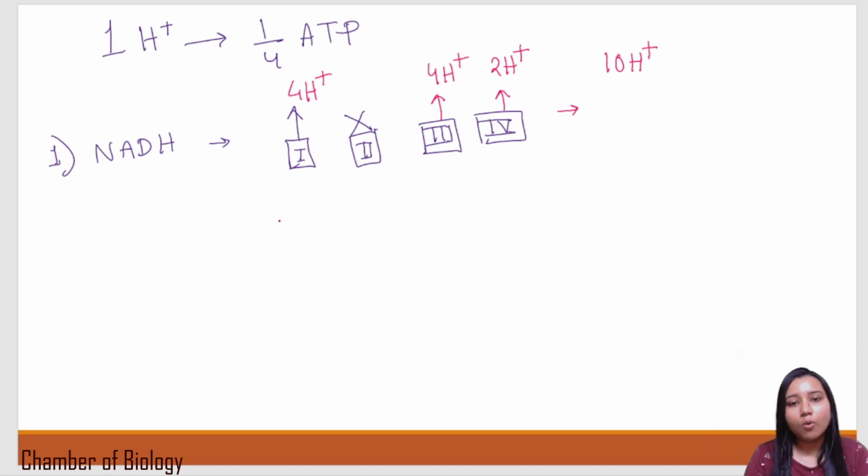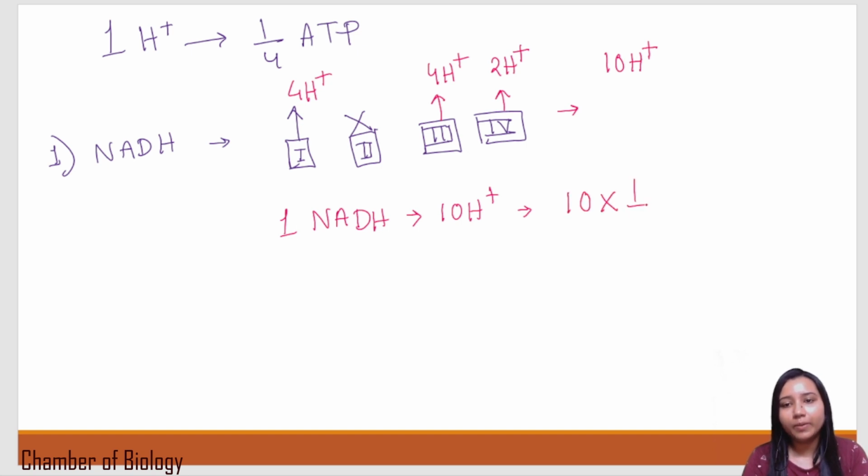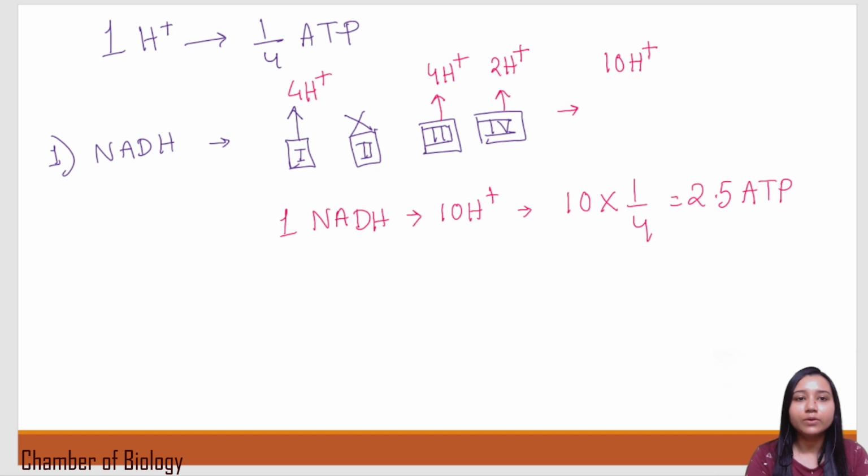So that means 1 NADH is going to give 10 H+. That means how many ATP? That means 10 into 1 by 4. It is going to give us 2.5 ATP. But students, when we are going to do the calculation, are we really going to consider 2.5 ATP? No, we are not going to consider.